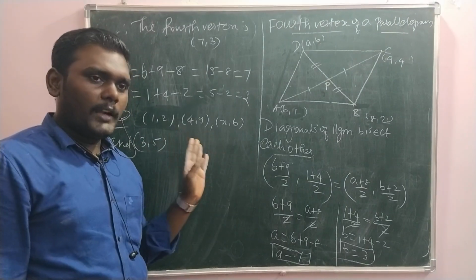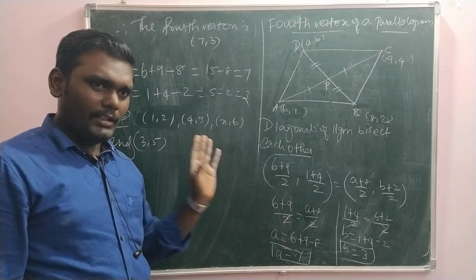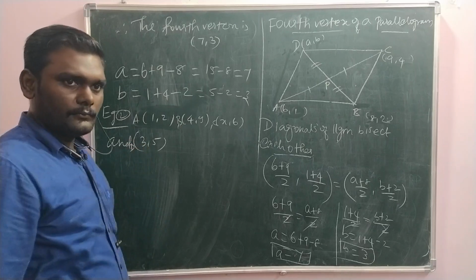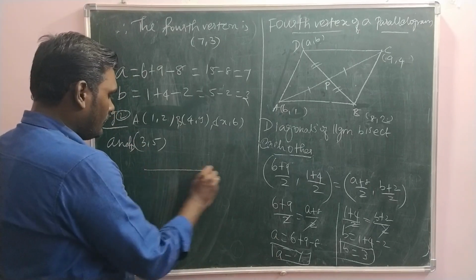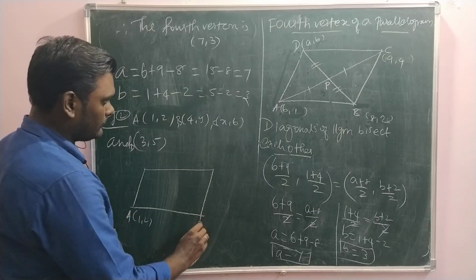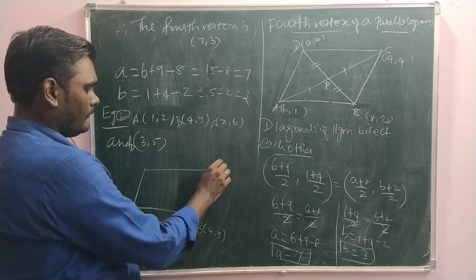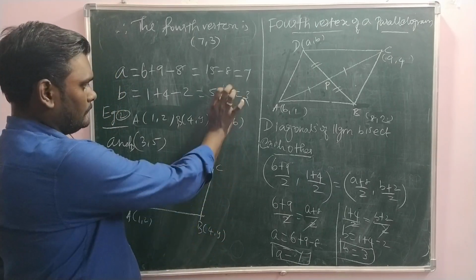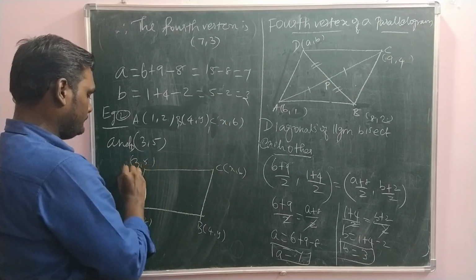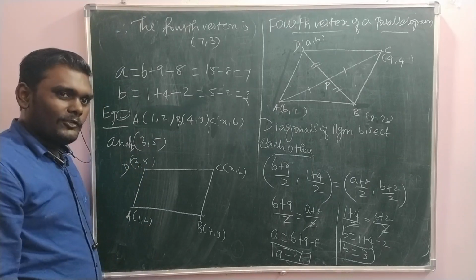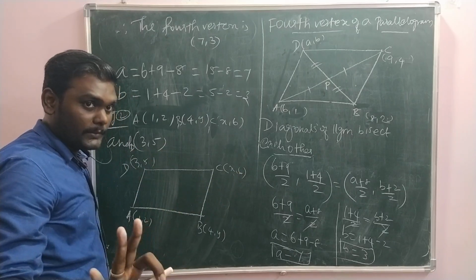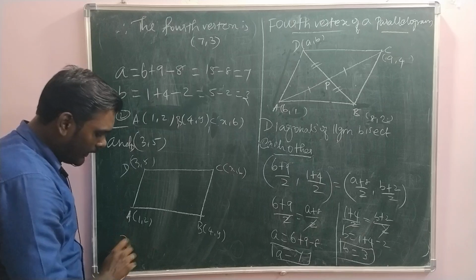See, first of all, the points are not labeled properly. We'll label them A, B, C, D, and just plot them on a rough diagram. A is (1, 2), B is (4, y), this is C, (x, 6), D is (3, 5). Alright, you just choose any one. If you want to find this x, for MCQ purpose, again I am saying for MCQ purpose, directly put x.